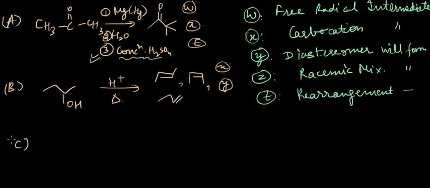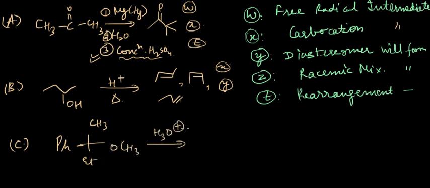Okay, let's look at C. We have CH3 here, Et and OCH3 here, and we again pass it in acidic medium. What will happen is, as you can see, we are passing it in acidic medium with the water as the solvent or polar protic solvent. So what will happen is SN1 reaction will take place.